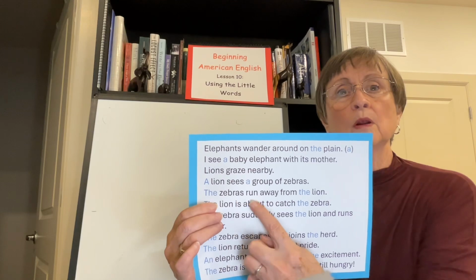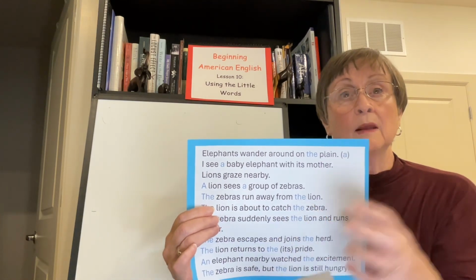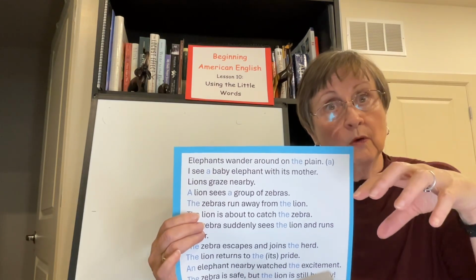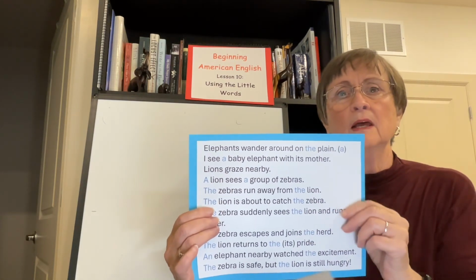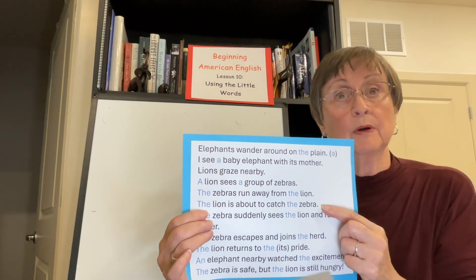The zebras run away from the lion. I went from a lion to the lion because now my attention is focused on the lion. The lion is about to catch the zebra.